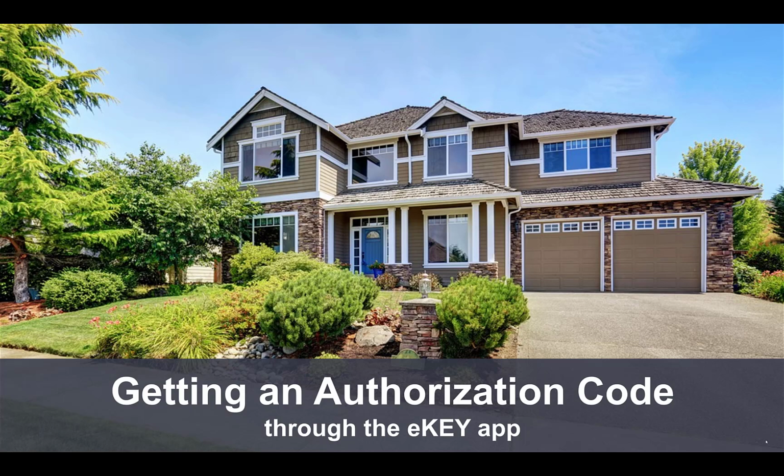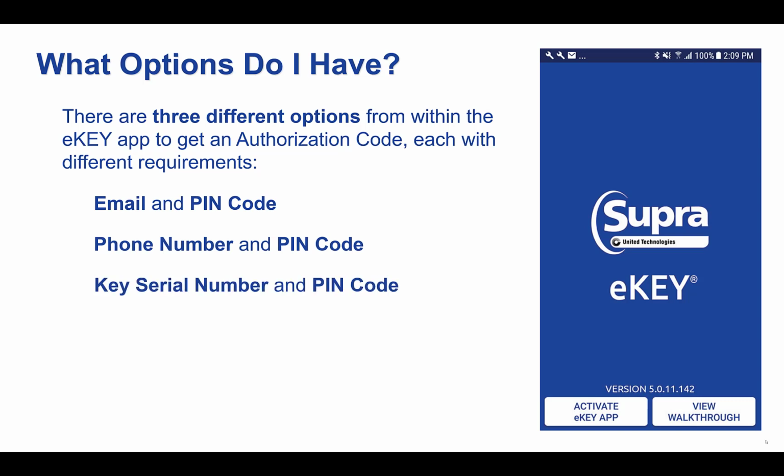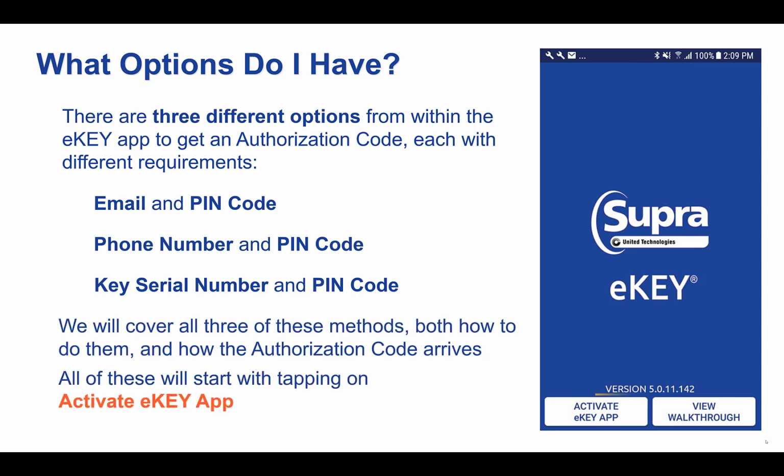Getting an authorization code through the eKey app. Now there are 3 different options for you to get an authorization code straight out of the application. It really depends on what information you're providing the app to get that. First is email and PIN, second is phone number and PIN, and third is key serial number and PIN. We're going to cover all 3 of these methods, both how to do them and how you'll receive the authorization code. All of these will start with tapping on Activate eKey app.